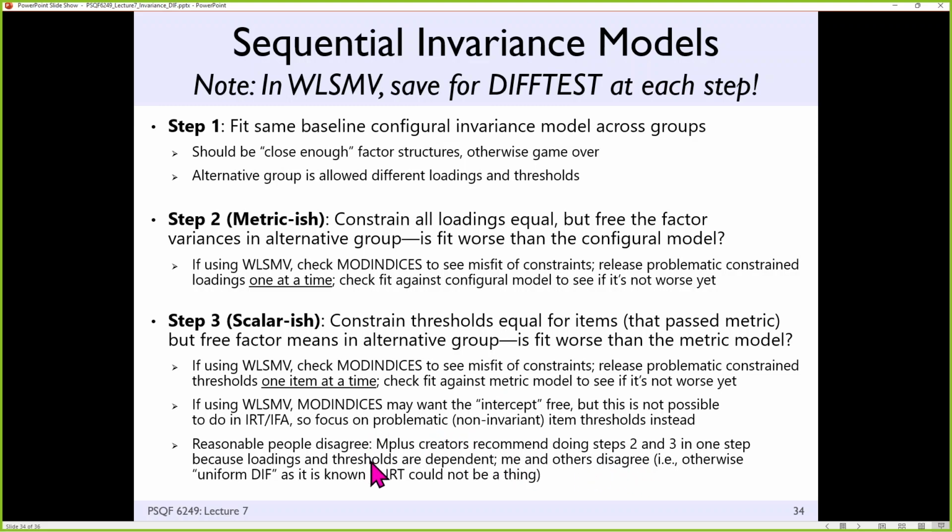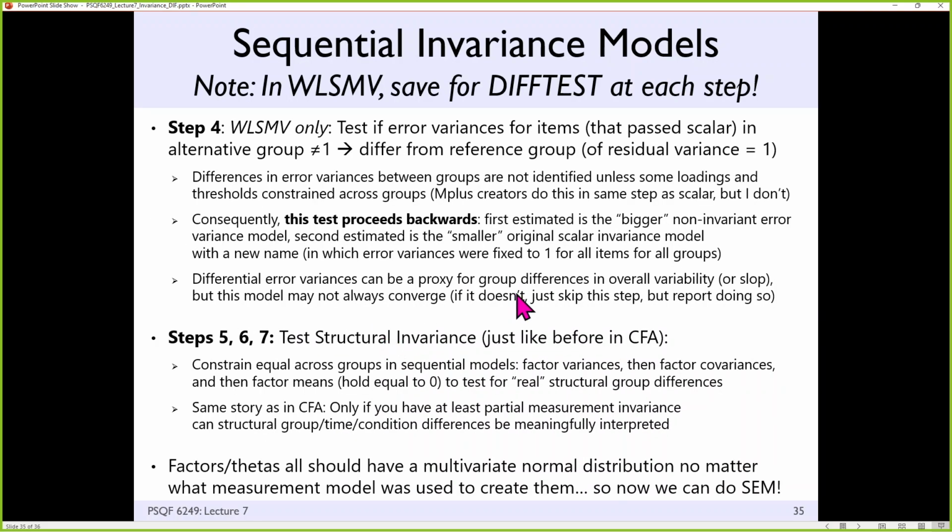I would also point out that if this had to be this way, if you had to constrain the loadings and thresholds at the same time, then uniform DIF could not be a thing. Because uniform DIF is when you only have different difficulties and not different slopes. They do make that distinction of one and not the other in that field, and so to me, it seems reasonable to have both of these things be unique possibilities. That's my perspective. I could be wrong.